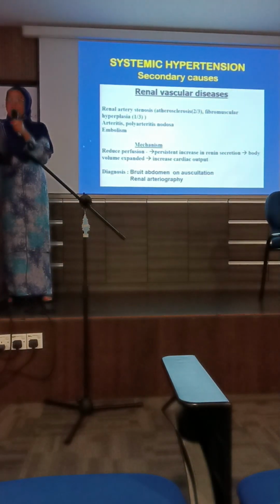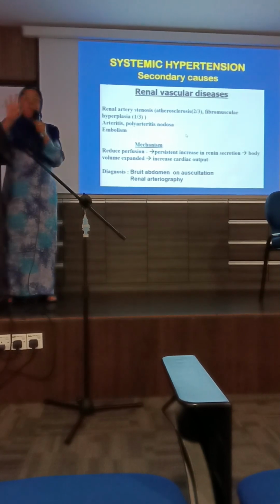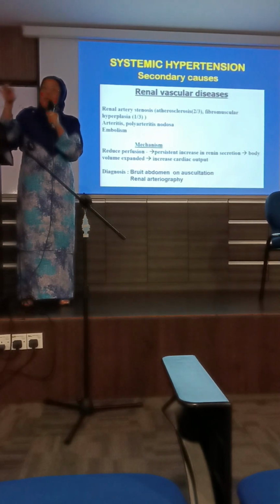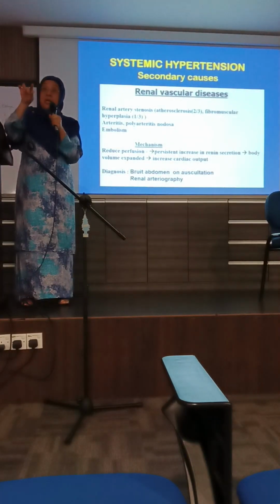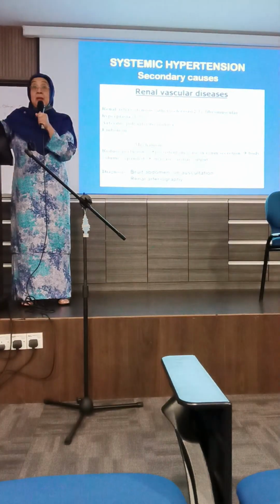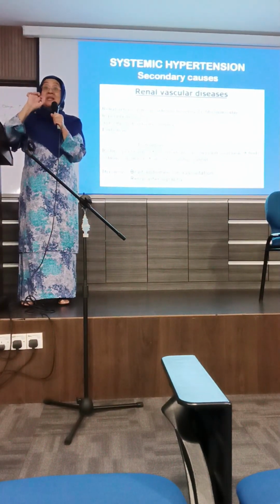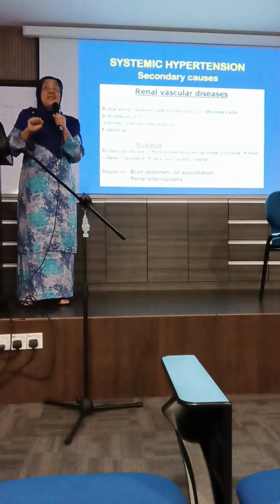Okay, I've told you about the mechanism, right? Now, apart from damage to the kidney itself, you can have diseases affecting the renal artery. You have the renal artery from the aorta that supplies blood to the kidney. It's a medium-sized artery, so the renal artery itself can be affected by diseases.